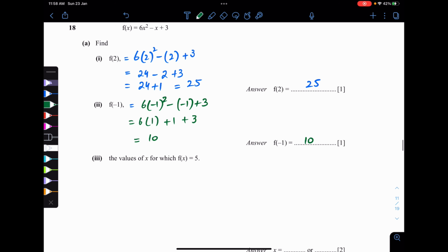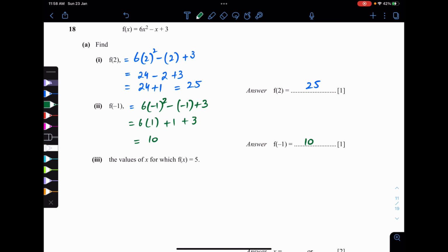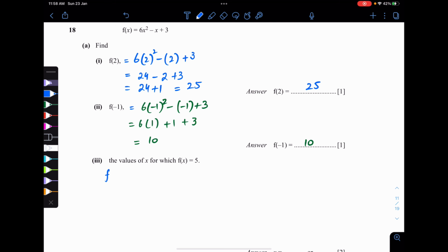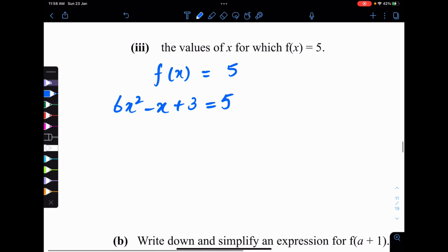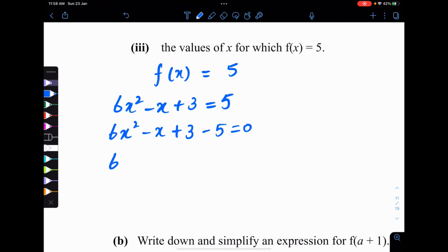All right, now for the next part, find f of x is equal to 5. Let's see. Now, again, the trick is to hide the right-hand side and work with the left-hand side. So the left-hand side is just simply 6x squared minus x plus 3 equal to, now unhide the right-hand side, and that is equal to 5. Now we have to solve this equation. This is going to take just a little bit, so stay with me. 6x squared minus x plus 3 minus 5 is equal to 0. So 6x squared minus x minus 2 is equal to 0.